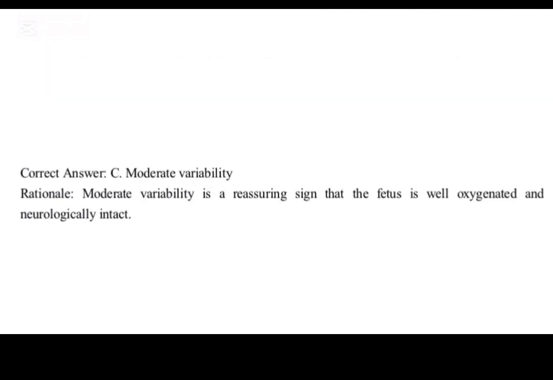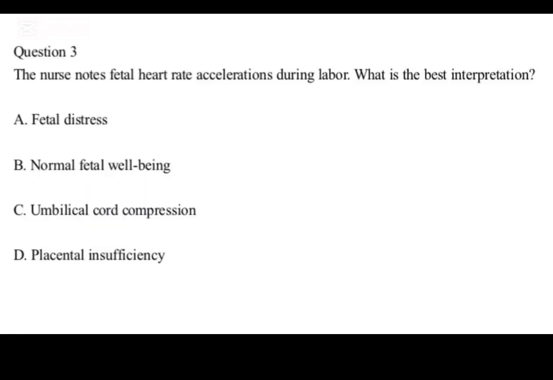Question 2. Which fetal heart rate characteristic indicates adequate fetal oxygenation and a healthy autonomic nervous system? A. Late decelerations. B. Minimal variability. C. Moderate variability. D. Variable decelerations. Correct answer, C. Moderate variability. Rationale: moderate variability is a reassuring sign that the fetus is well oxygenated and neurologically intact.